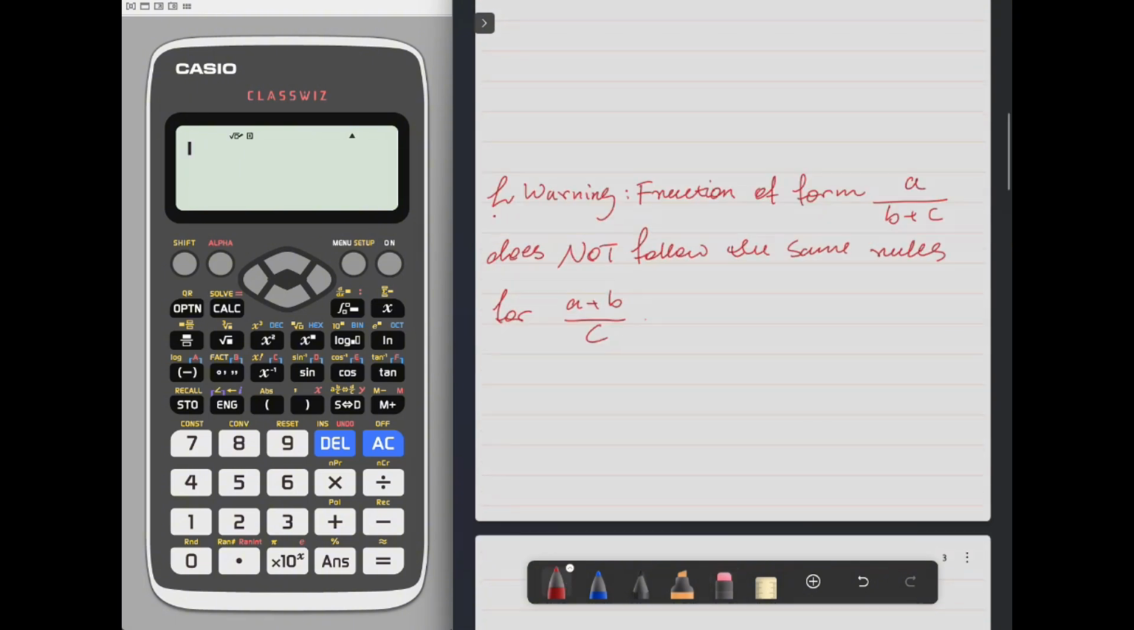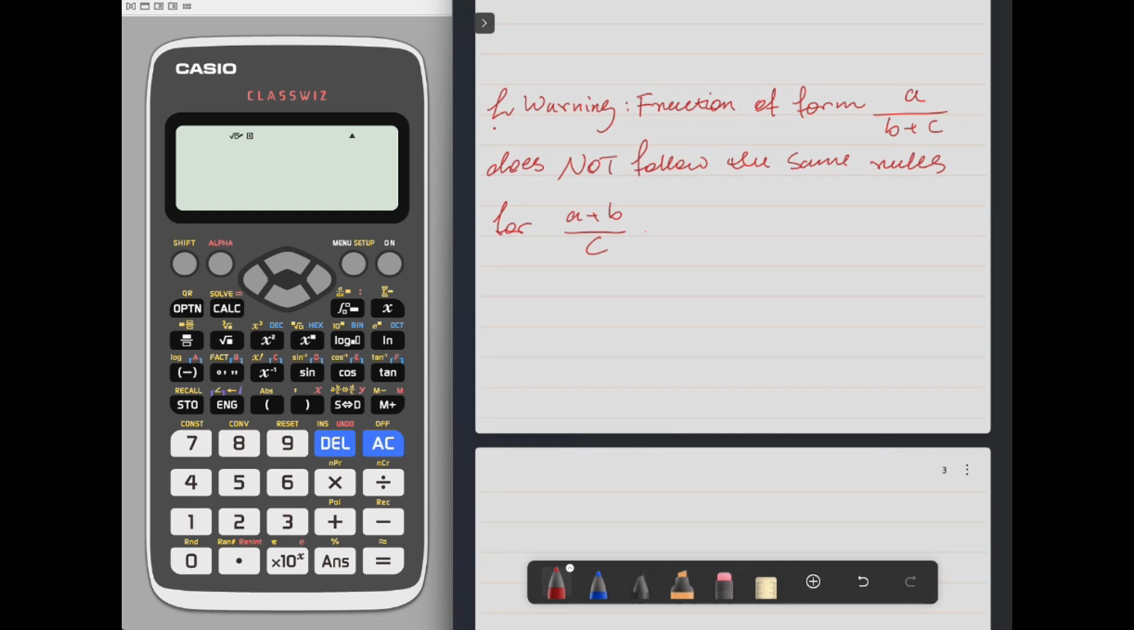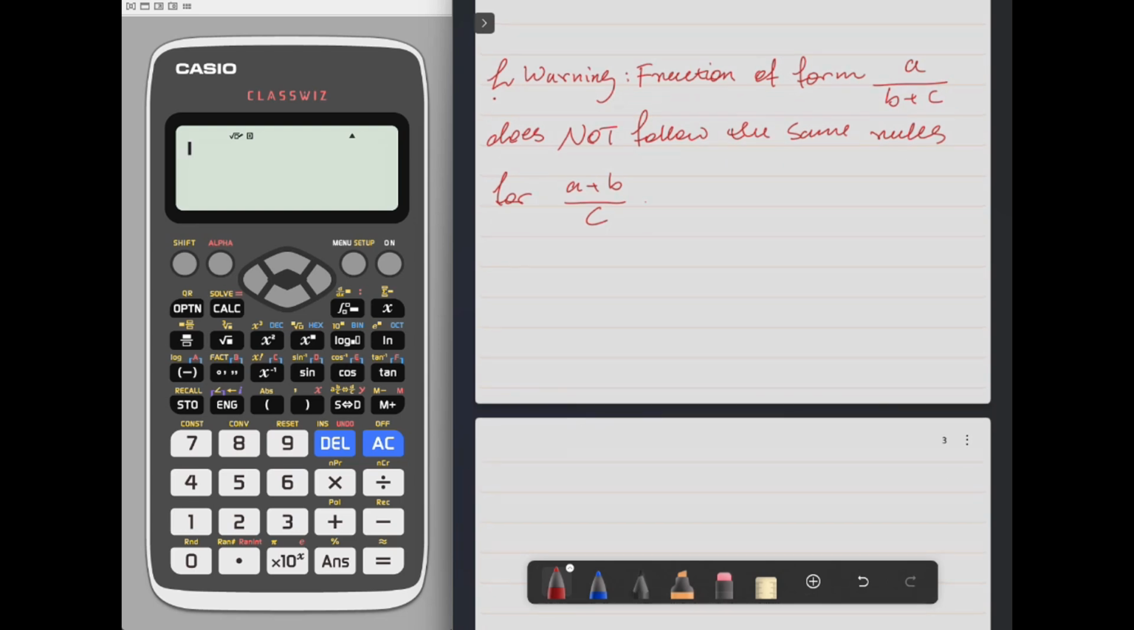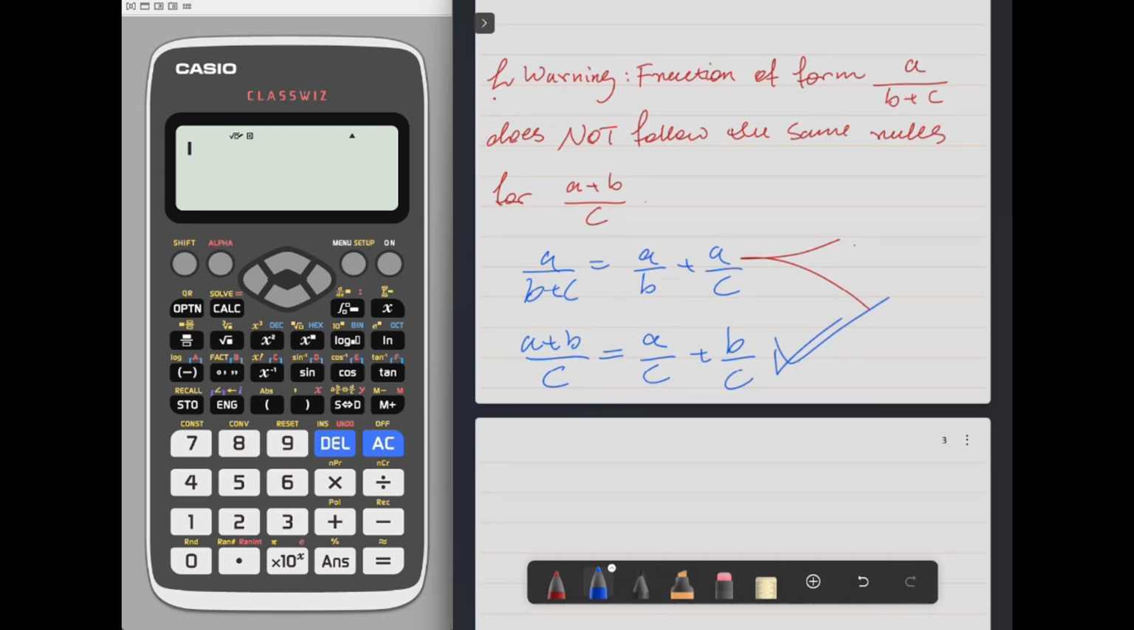Warning: the fraction a over (b plus c) does not follow the same rules as (a plus b) over c. Why? Because a over (b plus c) cannot be written as a over b plus a over c. This is completely wrong. However, (a plus b) over c can simply be written as a over c plus b over c. This one's true. That one's wrong.